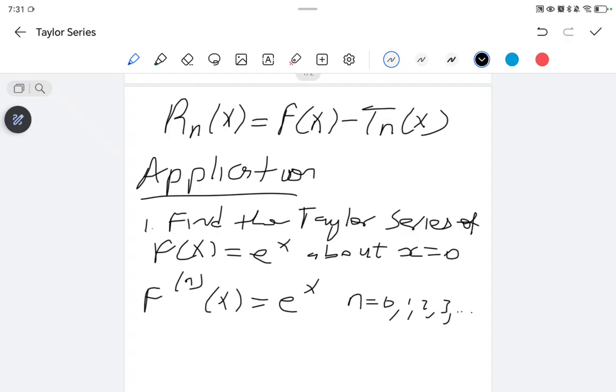Here they say this is about 0. Find the Taylor series of f of x equals e to the x about x equals 0. So what are you going to do? Anyone who can tell us which formula we're going to use for this about x equals 0? Anyone?